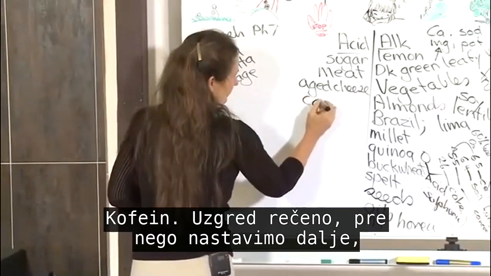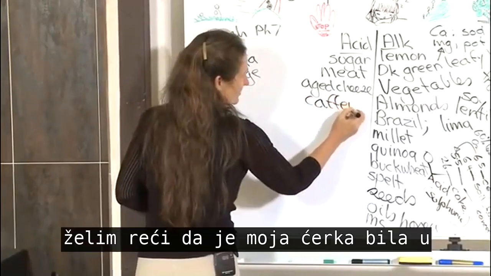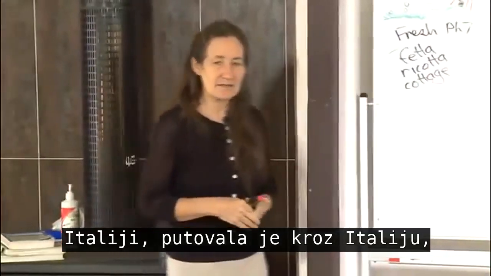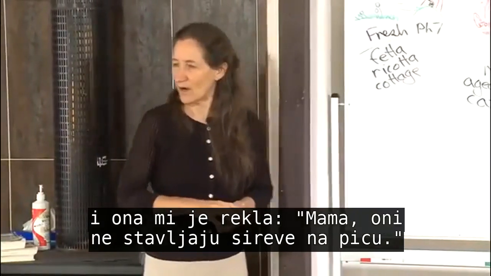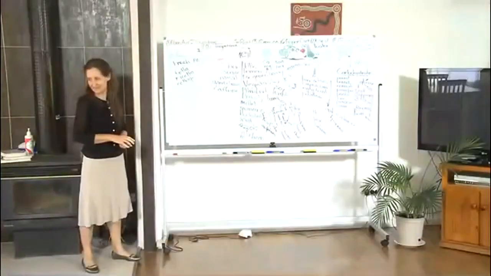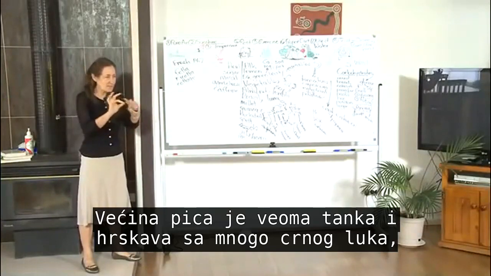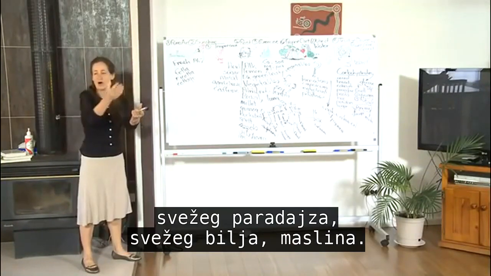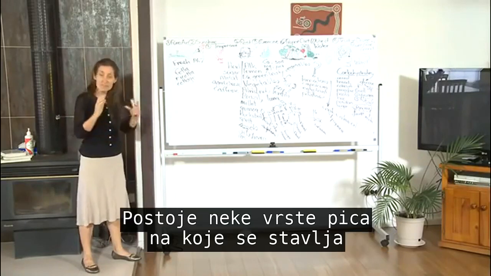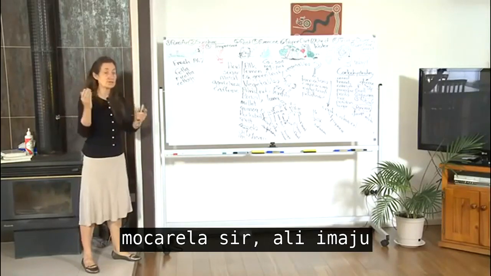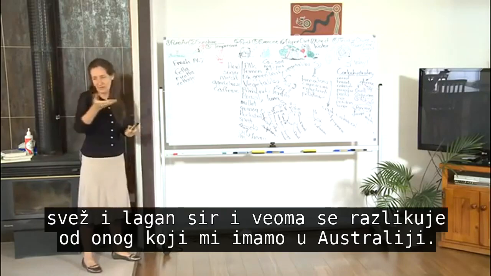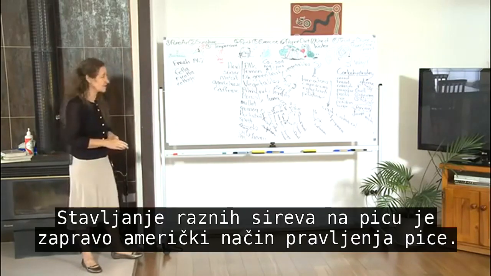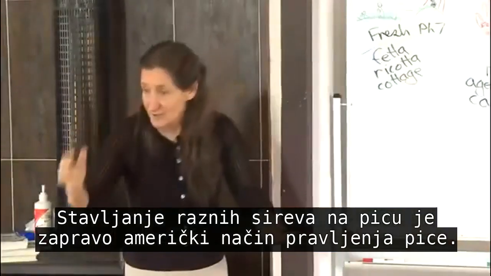Oh, by the way, before we move on from cheese, my daughter was travelling in Italy, and she said, "Mum, they don't put cheese on pizza in Italy. Most pizzas are really thin and crusty with lots of onion, fresh tomato, fresh herbs, olives. There are some types of pizza that they put a mozzarella on, but it's like a fresh, light one, very much different to one we have in Australia. It's actually an American thing, putting all this cheese on top of pizza."